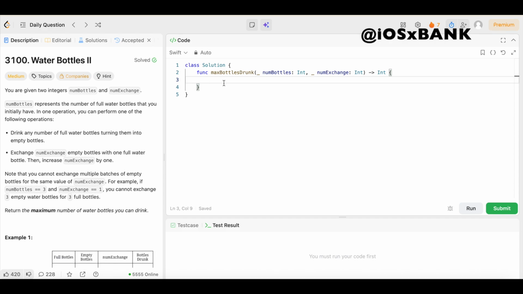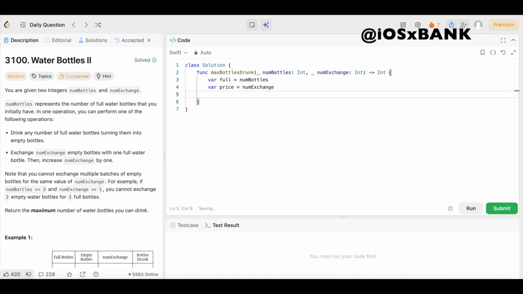First thing, we need to start with all the bottles that we initially had. So we're just going to declare a variable called full, and we're going to set that equal to num bottles. Boom. Then we're going to come underneath that, and the initial exchange price, or how many bottles we need to trade in for a new one, we're going to set that as a variable as well. So we're going to declare a variable called price and set that equal to num exchange. Boom.